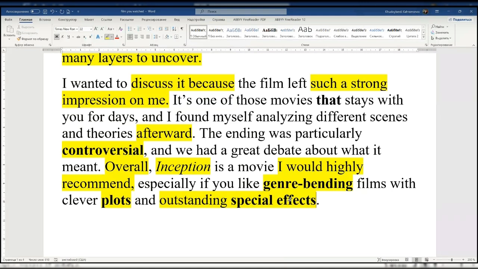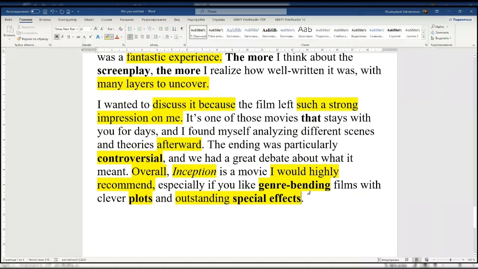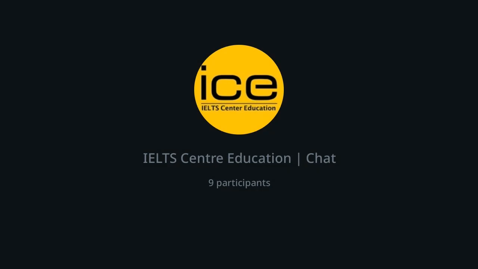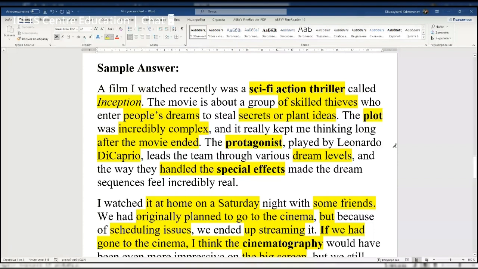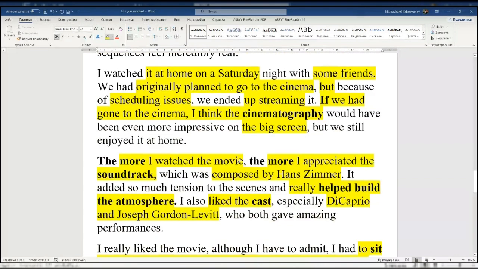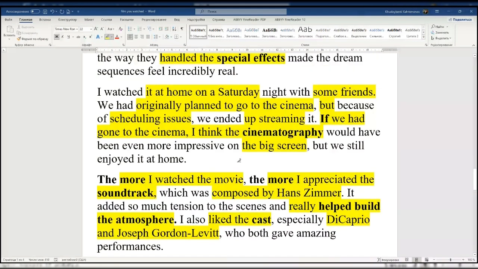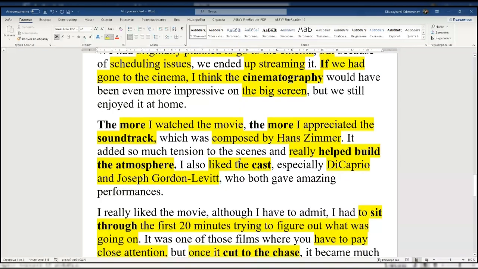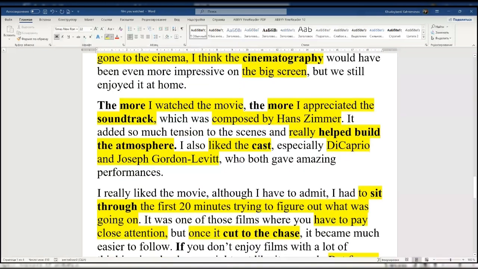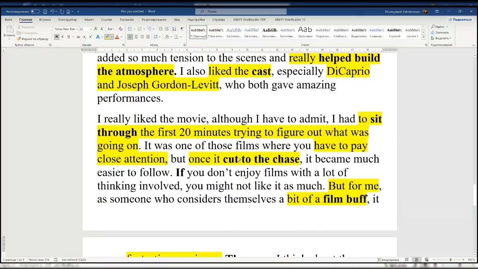And if you paid attention, I gave my ideas only in the first paragraph, and in the next ones I talked about how I watched it and with whom, its soundtrack, the cast, and of course how I felt, because in the first 20 minutes I thought I had to sit through it.